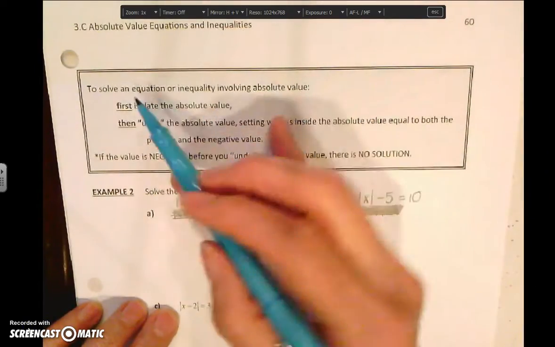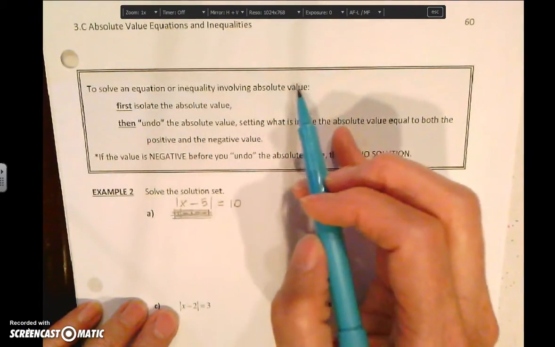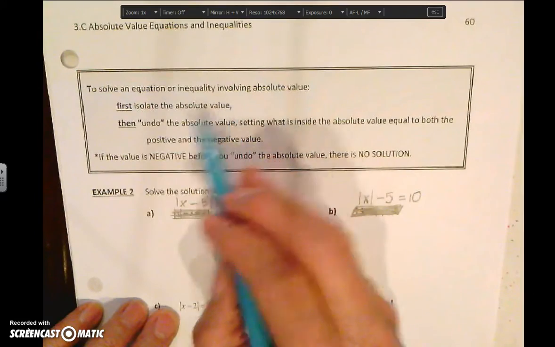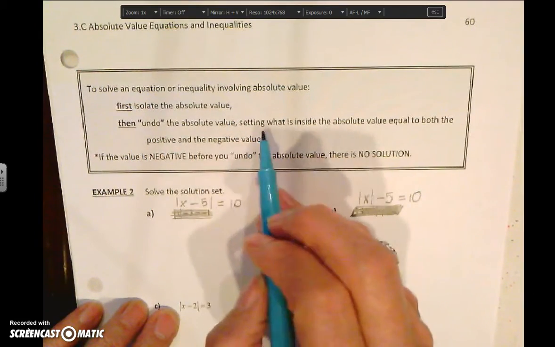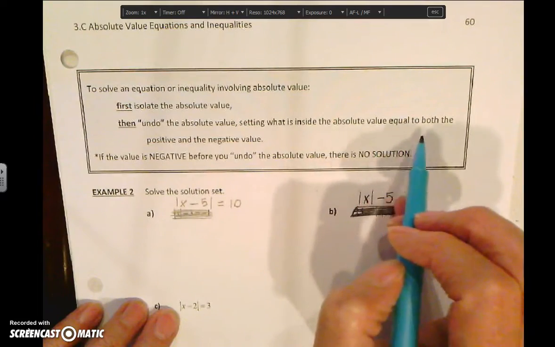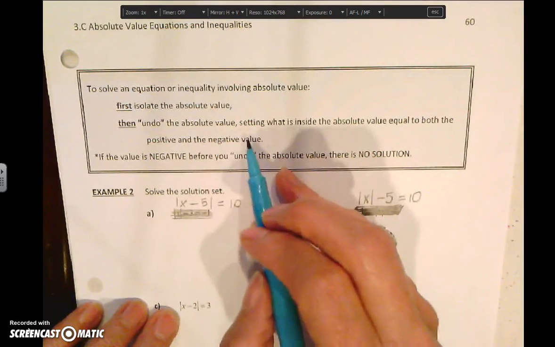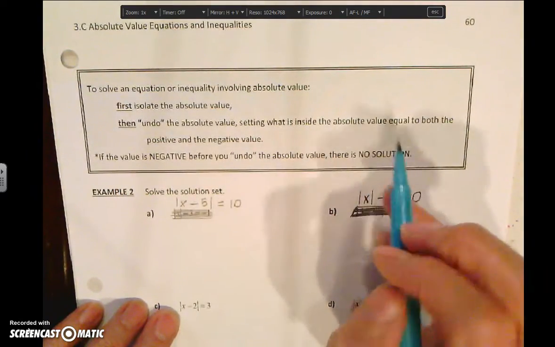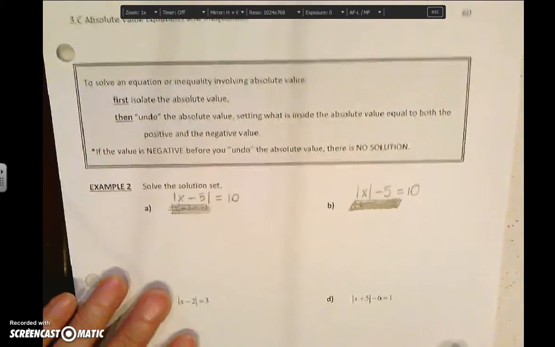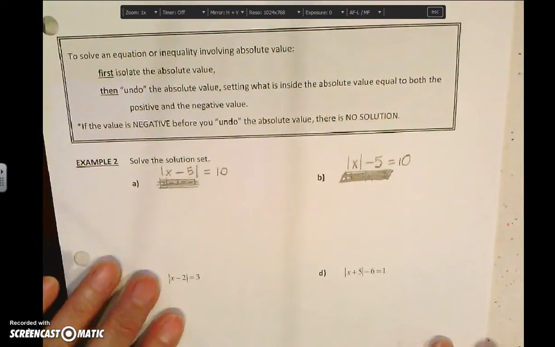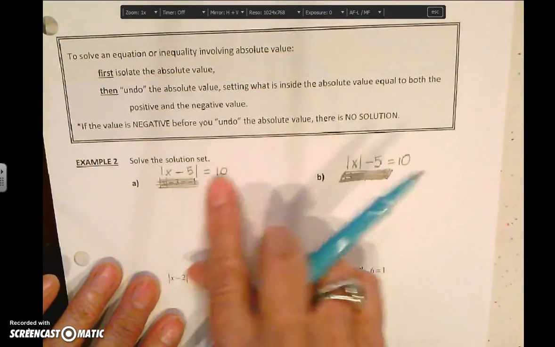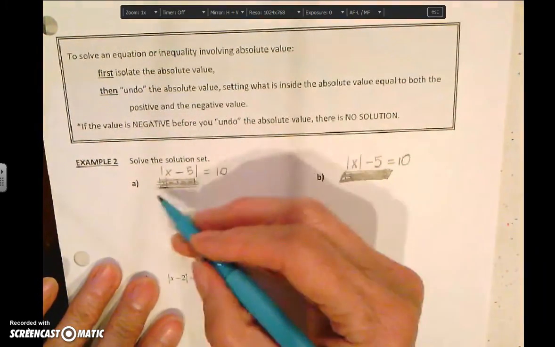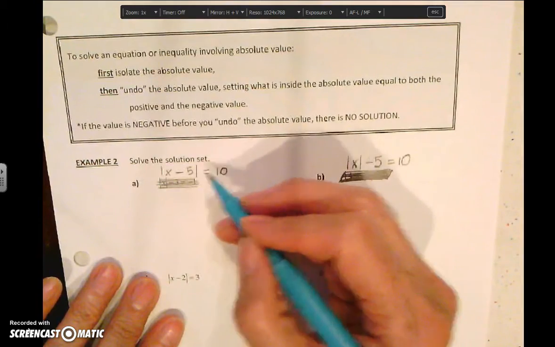All right, so to solve an equation or an inequality involving absolute value, you're going to first isolate the absolute value, and we'll talk about that later, then undo the absolute value, setting what is inside the absolute value equal to both the positive and the negative value. If the value is negative before you undo the absolute value, there is no solution. So let's just do some examples. Now you'll have to forgive me, I decided to simplify just a little bit. So I scratched out this, and instead I put the absolute value of x minus 5 is equal to 10, and we're going to solve that.